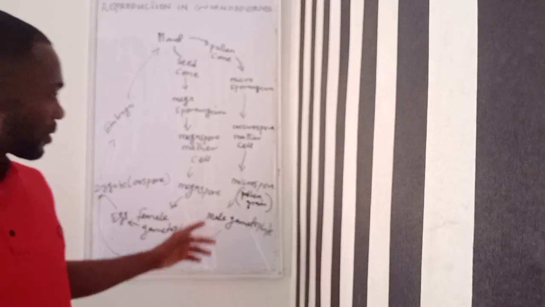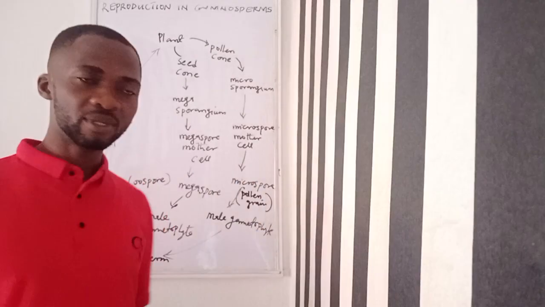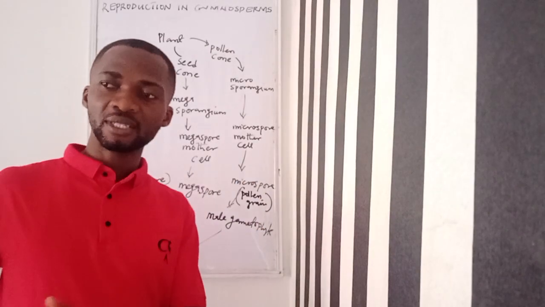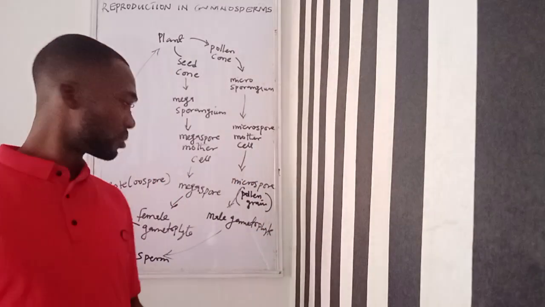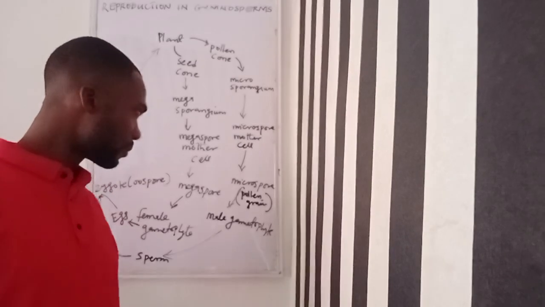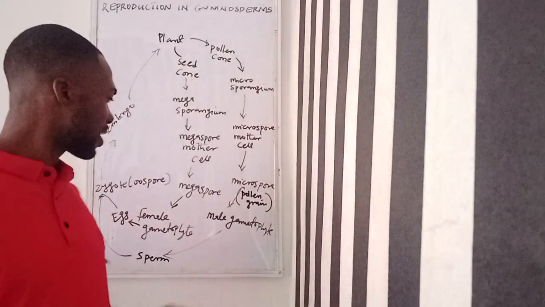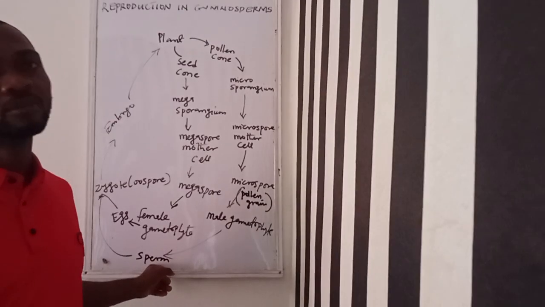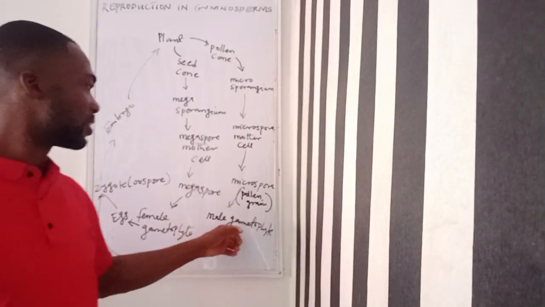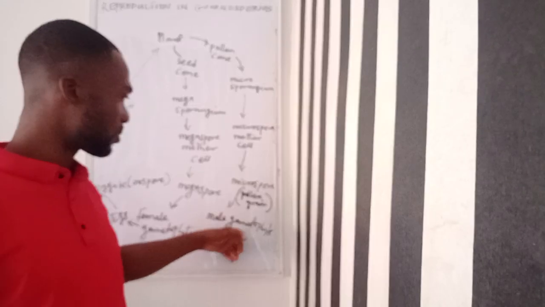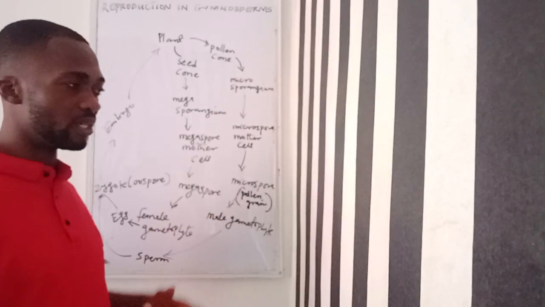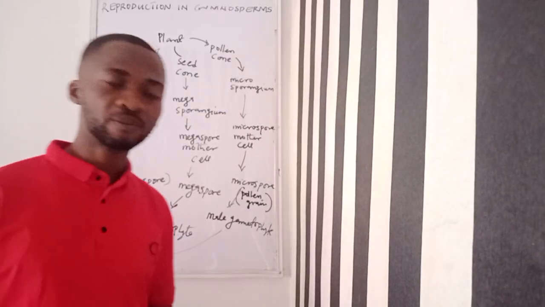But then, I also said that a generative cell divides into a stalk cell and the body cell. The stalk cell is sterile. The body cell now divides further to birth two male gametophytes, and that is where you can see sperm here. You can see sperm here because this sperm was formed from the generative cell.